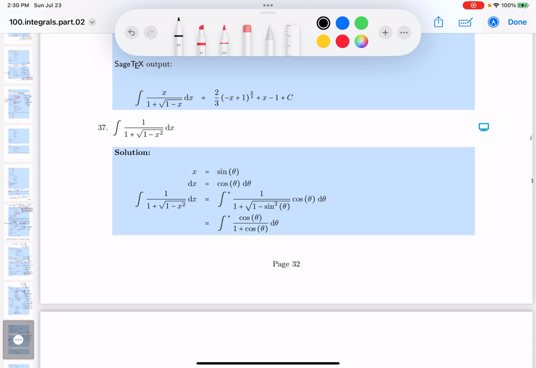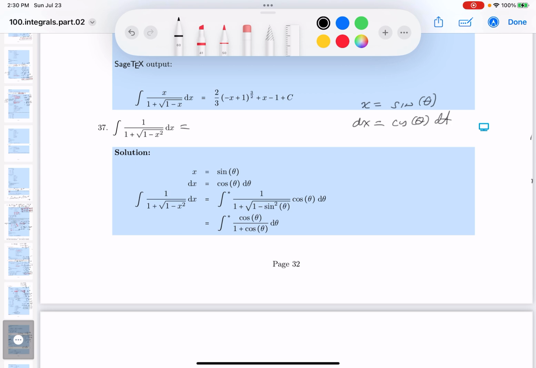What I'm going to do though is try a trigonometric substitution in the problem. Now granted, you could say, no, I want to multiply by conjugates. You could do that, but let's just try a substitution, all right? So the substitution I want to make is x equals sine of theta. That means dx would equal cosine theta d theta.